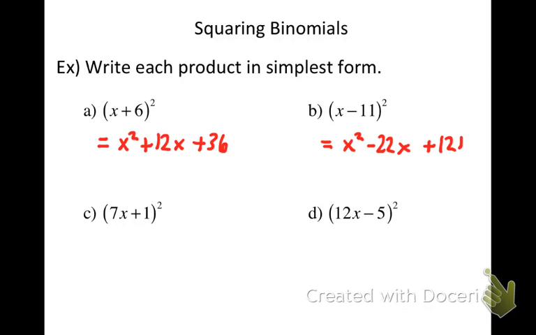All right, just a couple of quick ones here then. I want to show you what happens when the first term is not just a 1x. And it's the same pattern though. Here we're going to square the 7x and get 49x squared.